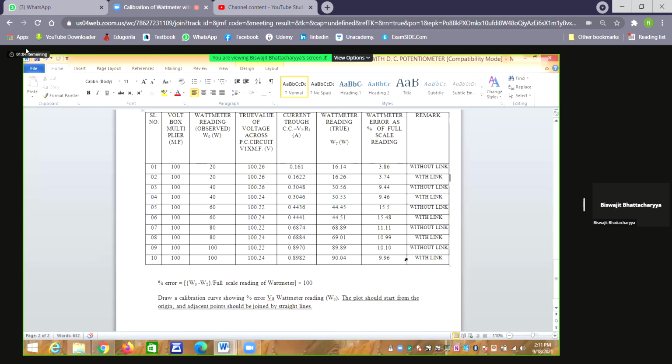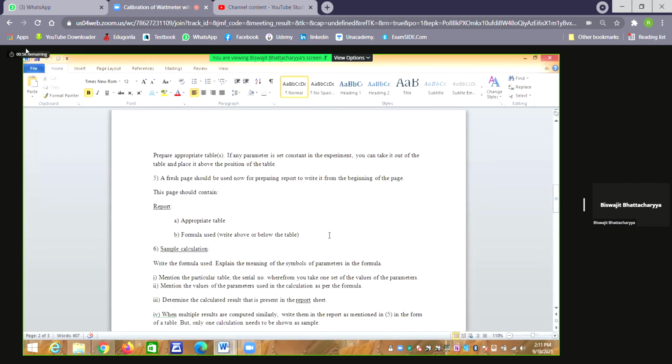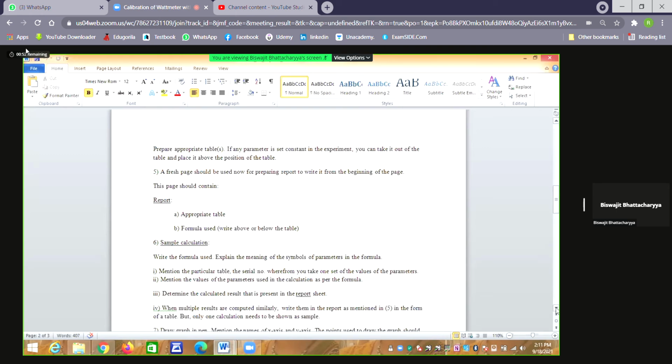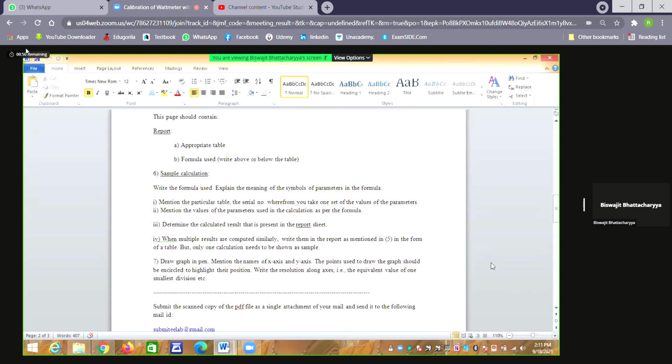Okay, and the percentage error formula you should also write at the bottom of the table. Then it is coming in the experimental report. After that, the formula used I also told you. Then you have to write the next item, the sample calculation.